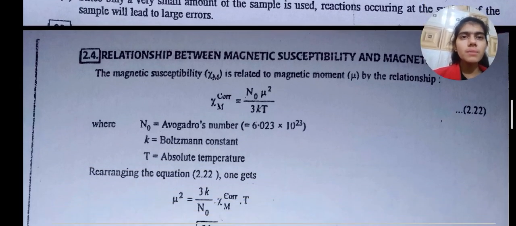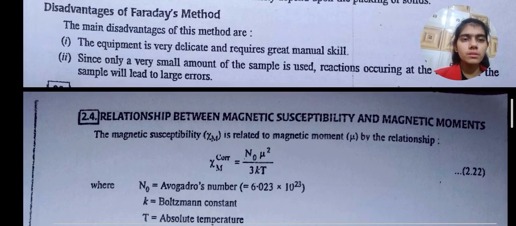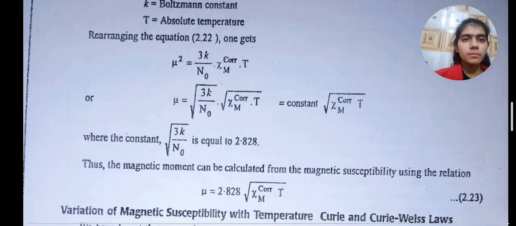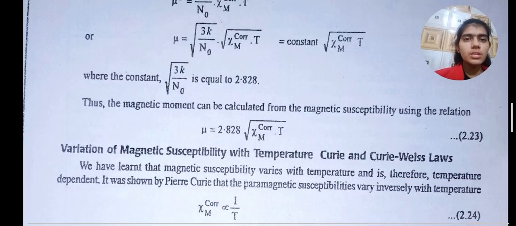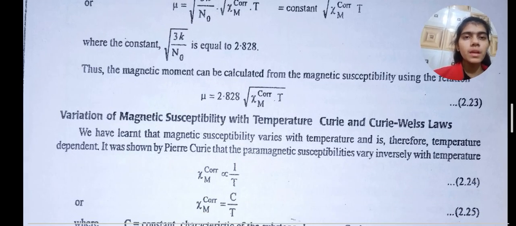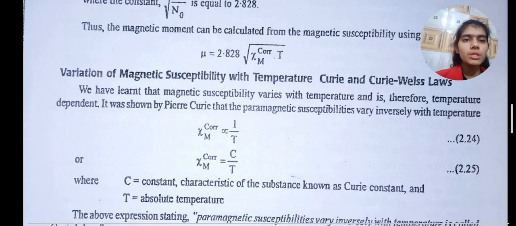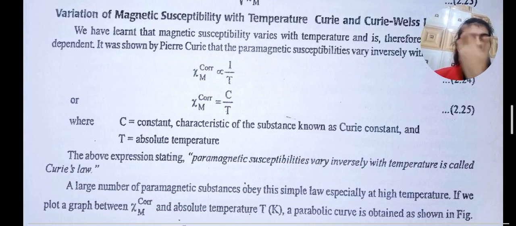Then we will discuss the relationship between magnetic susceptibility and magnetic moments. Variation of magnetic susceptibility with temperature: Curie and Curie-Weiss laws. We have learned that magnetic susceptibility varies with temperature and is therefore temperature dependent. It was shown by Pierre Curie that paramagnetic susceptibilities vary inversely with temperature. This expression, stating that paramagnetic susceptibilities vary inversely with temperature, is called Curie's law.